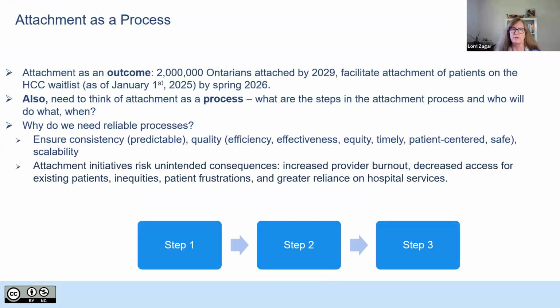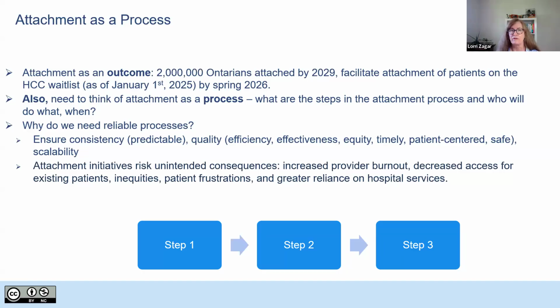So when we think about attachment, we often talk about it as an outcome. If you think about when we talk about those 2 million Ontarians that will be attached by 2029, or the work that you've been assigned to do around the Healthcare Connect waitlist and working that down, those are outcomes. But we also, and it's not one or the other, it's both, we also need to think about attachment as a process. We need to get into the weeds of what are the steps in the attachment process and who's going to do what, when, where.